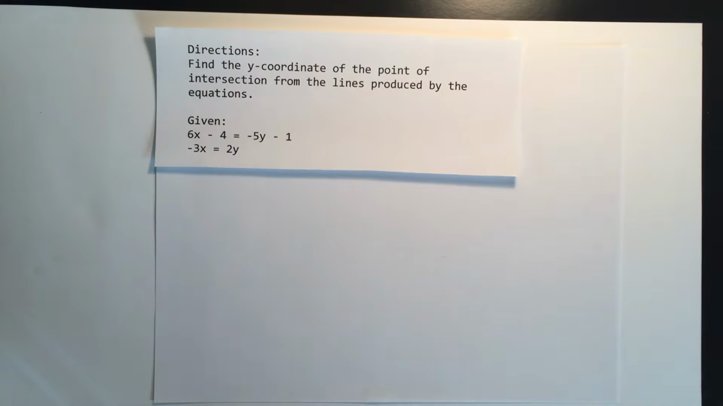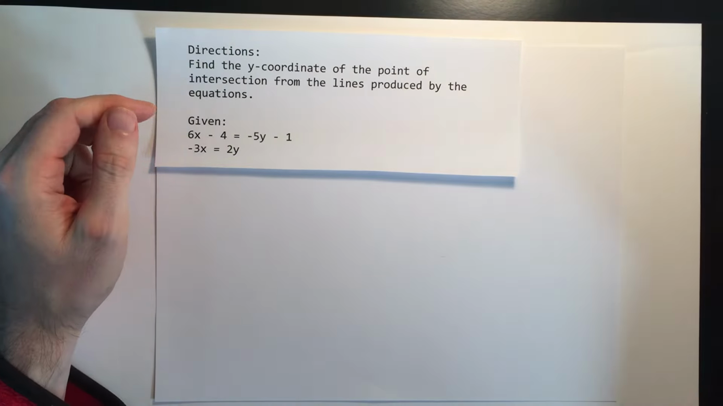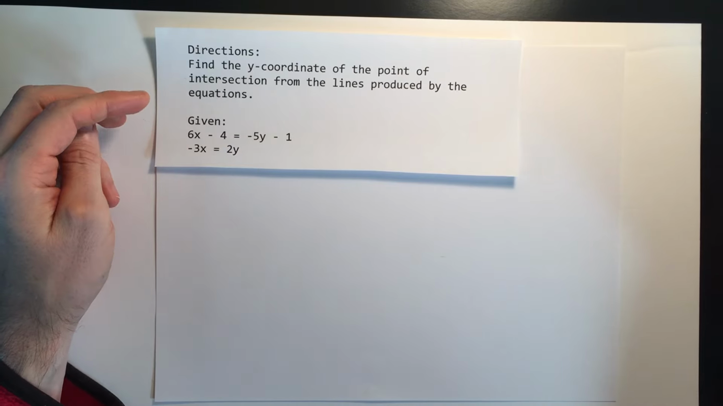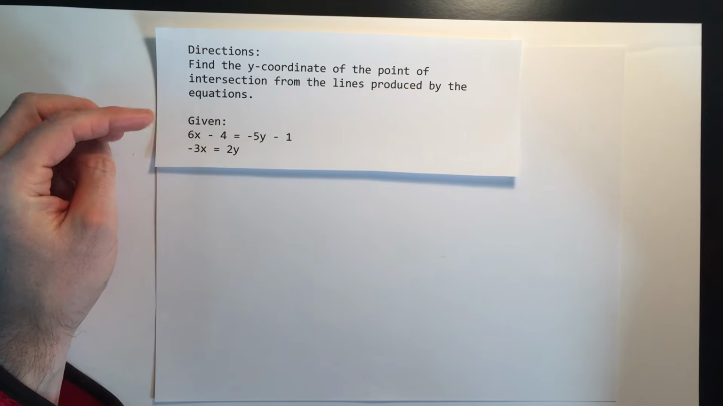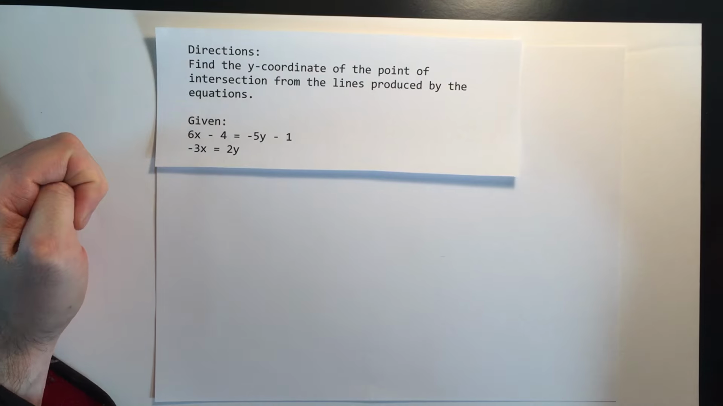Let's read the directions of this problem. Find the y-coordinate of the point of intersection from the lines produced by the equations, given 6x minus 4 equals negative 5y minus 1, and negative 3x equals 2y.